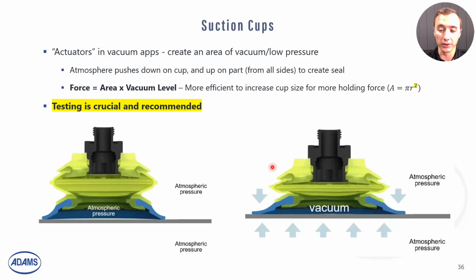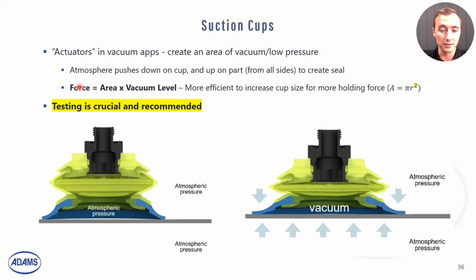So as I mentioned earlier, you're evacuating that area in that space under the cup, and then these arrows here on the right are depicting the atmospheric pressure that's pressing in all directions on the cup, and then also the part against the cup that's creating that holding force present to do the work required.